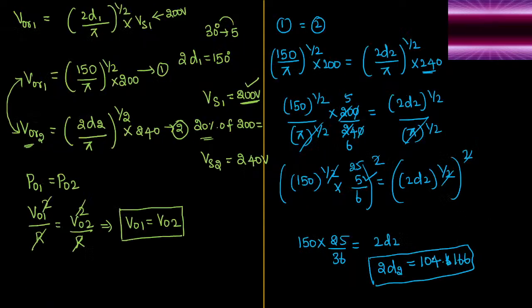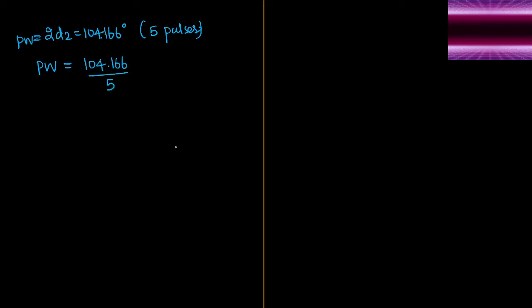Now again, in order to know the individual pulse width, we have to divide. We got 2D2 equal to 104.166 degree. But I know this is for 5 pulses. 2D means pulse width, we know. This is the pulse width of 5 pulses. Then what is the pulse width of 1 pulse? To know the 1 pulse, you have to divide this value by 5 such that you will get the answer.